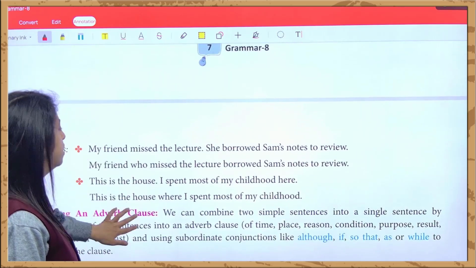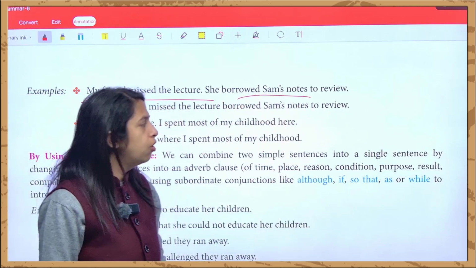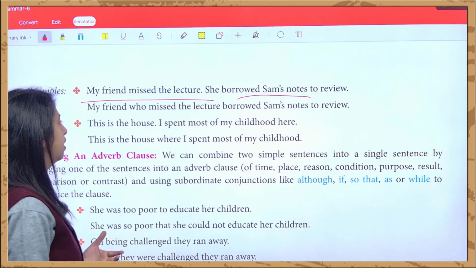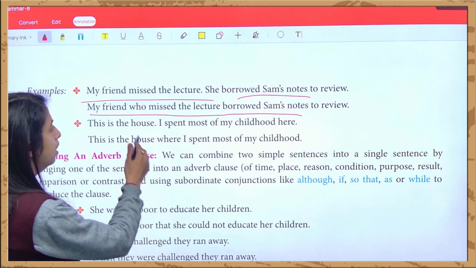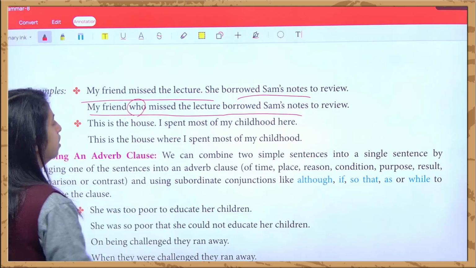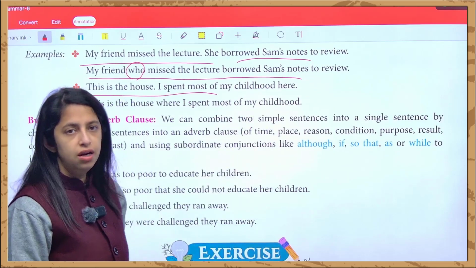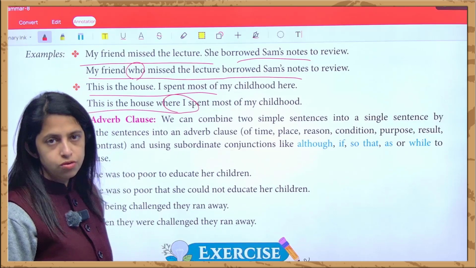Next is, for example, my friend missed the lecture. उसने lecture miss किया. He borrowed Sam's notes to review. Sam के notes मिले हैं review करने के लिए. My friend who missed the lecture borrowed Sam's notes to review. देखिए आप देख सकते हैं यहाँ पे एक conjunction लगा हुआ है, right? This is the house where I spent most of my childhood, and this is the house जहाँ पे मैंने अपना पूरा बचपन गुजारा है.